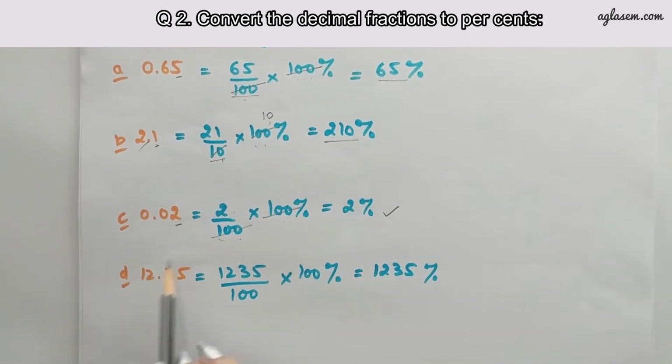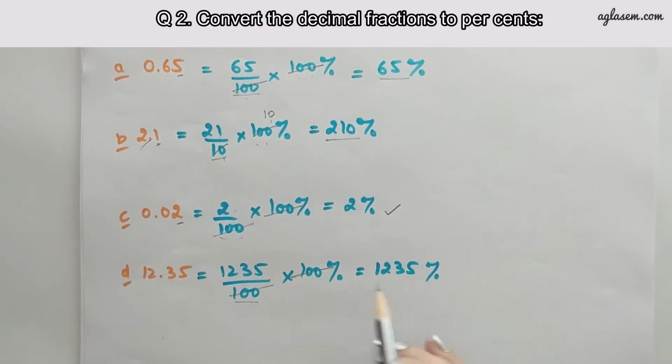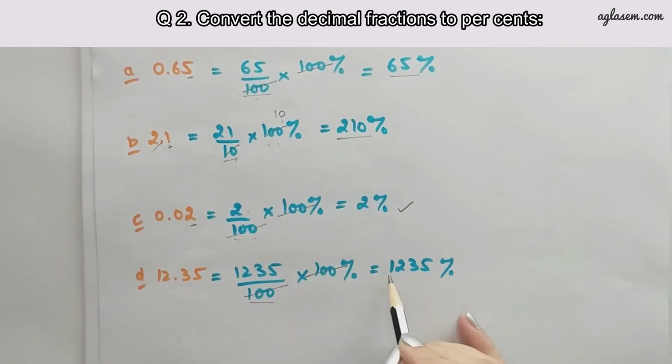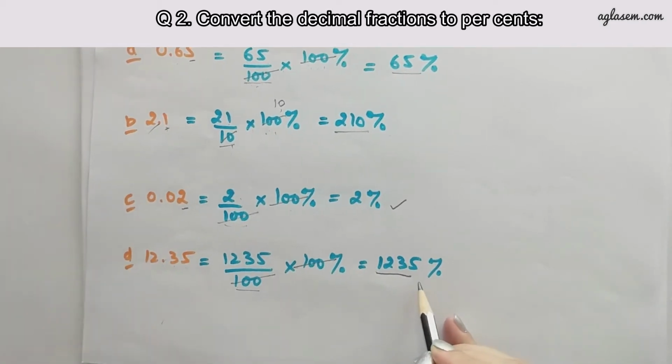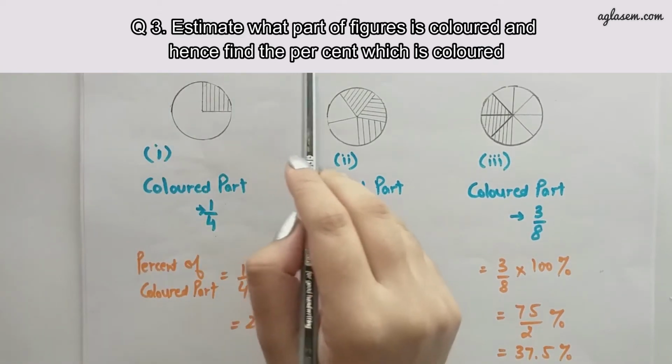Now D part, it's the same question. It is 12.35. The same concept will be followed, that is we have to remove the point. We can do that very easily. We have to divide it by 100. So 100 will be cancelled out. The answer will be left with 1235. It's an easy question.